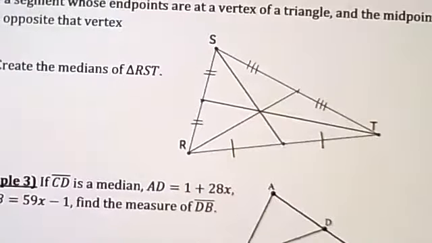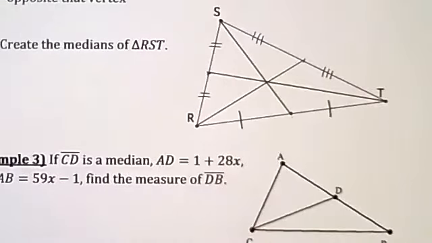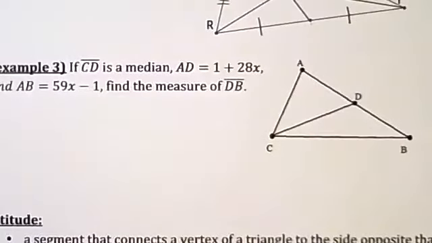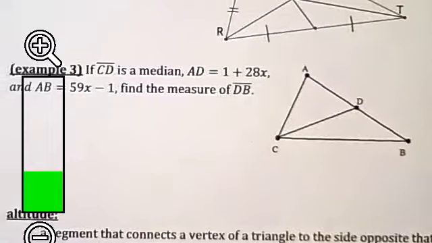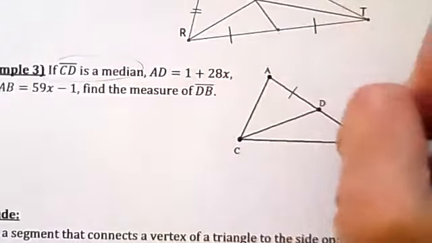So a median, if you're given a median, it just cuts it in half. So there's no theorems that go with a median. So we're just going to do a straight up algebraic example. So it says if CD is a median, so if we were told CD is a median, you need to know to mark that these are equal.